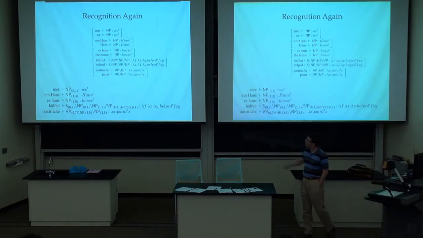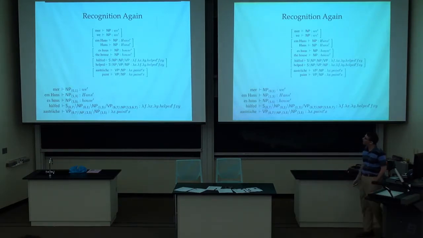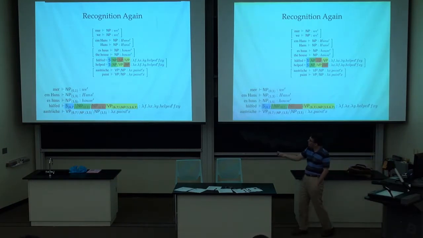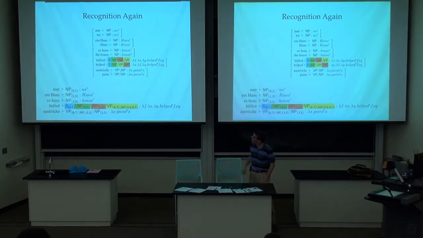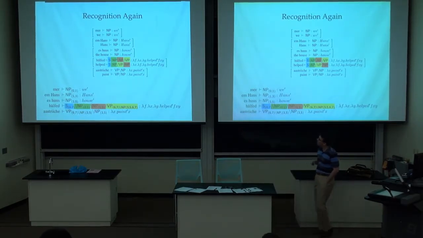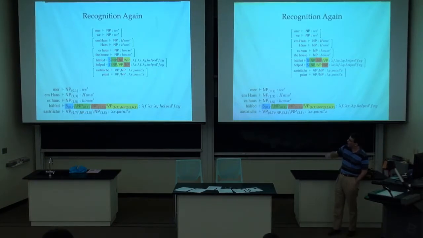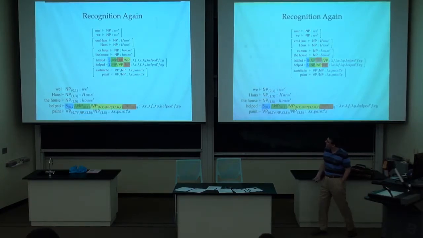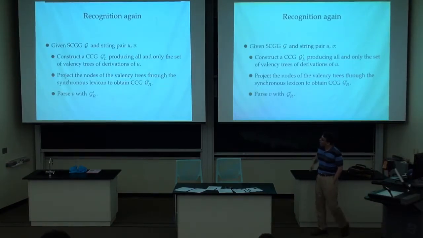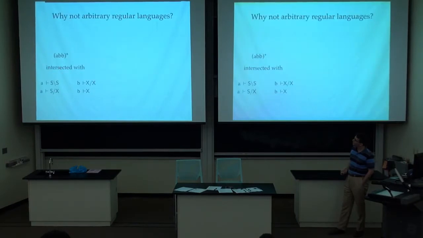So now again, we've got our synchronous lexicon. We're going to project this new CCG through that synchronous grammar. The way that works is I just look here at my category, and I create a new version of the category on the English side, just projecting the annotations across. So I get a new English CCG that looks like this. And now we have solved this problem.